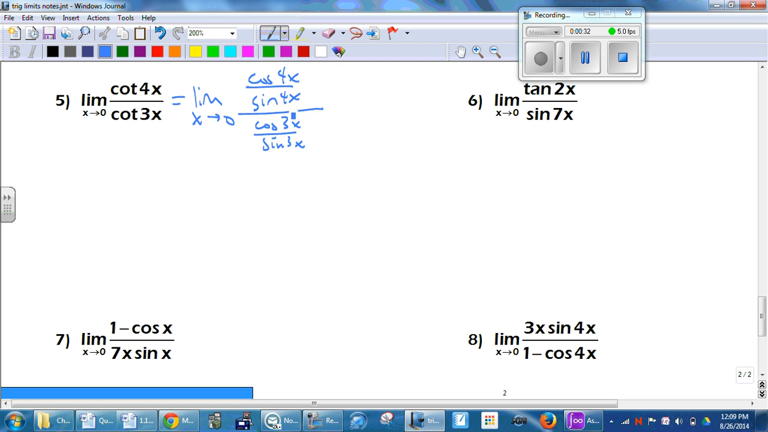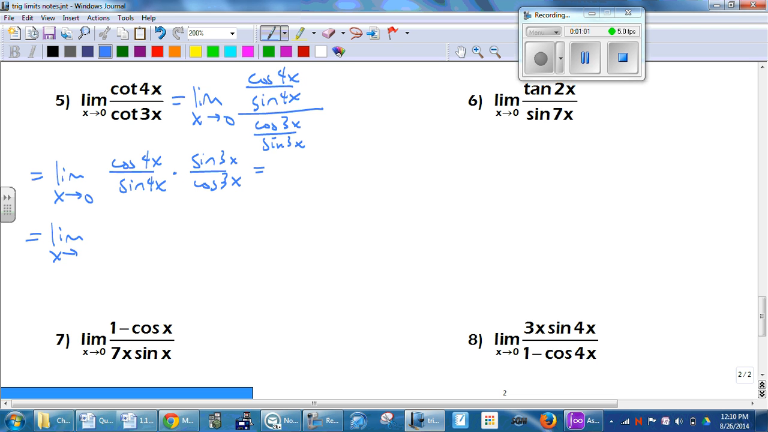Instead of having a fraction divided by a fraction, let's go ahead and rewrite this, and we're going to multiply by the reciprocal of this denominator. So we have limit as x approaches 0 of cosine of 4x over sine of 4x times the reciprocal of the denominator, so we have sine of 3x over cosine of 3x. And we still have to kind of split things up. So we want to get everything separated.